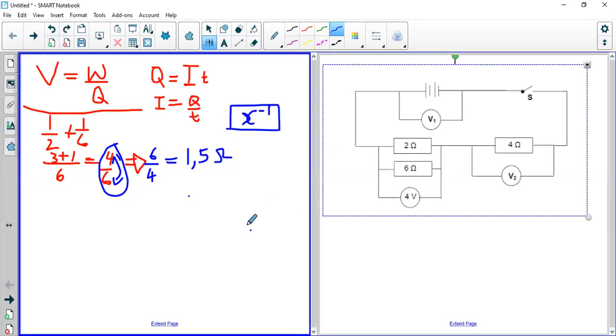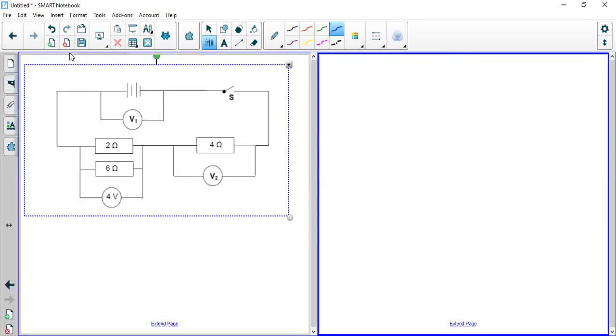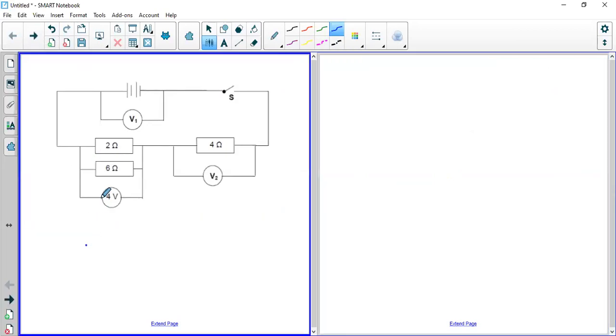Okay. All right. New page. Let me explain to you here what we have. In the previous question that we've done, we got the total resistance here. The total resistance here is 1,5. So just write it here. Total resistance is 1,5. So if the total resistance on the parallel is 1,5 ohms, what is the total resistance for this circuit here?